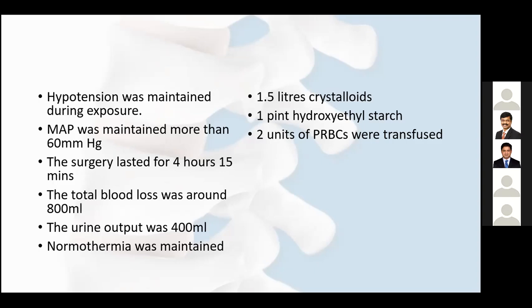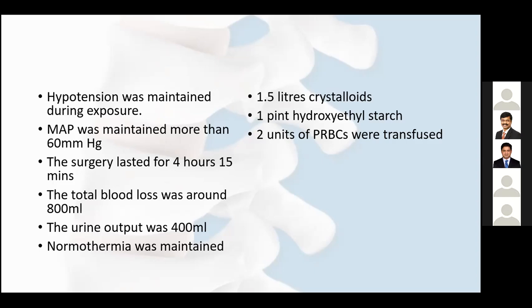Hypotension was maintained during the exposure, and MAP was maintained throughout at more than 60 mm of mercury. The surgery lasted for 4 hours 15 minutes. A total blood loss was around 800 ml. The urine output was 400 ml over the period of 4 hours and 15 minutes. Normothermia was maintained throughout the procedure.